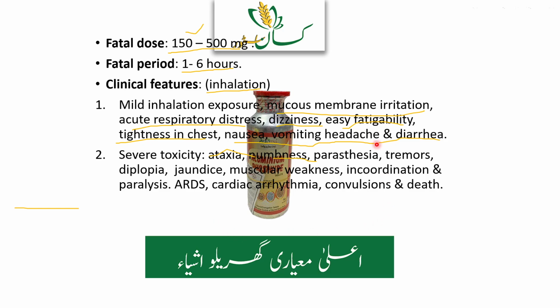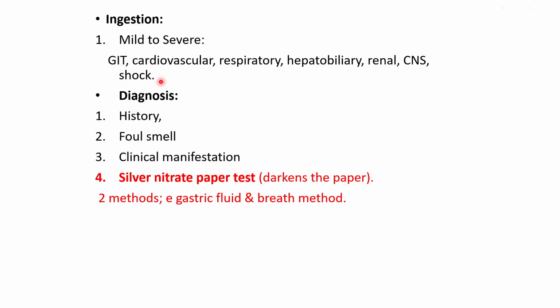So where will most of the time it be faced? It is faced accidentally inside the home as well as by the farmer inside the field. Now, if somebody ingested it, severe effects might be caused in the GIT, cardiovascular, respiratory, hepatobiliary, renal, and CNS, with shock. The diagnosis is specifically based on the history that a person was working on the field or might have drunk something that was near places where people keep a lot of grains or anything. So the rodenticides might be taken accidentally.